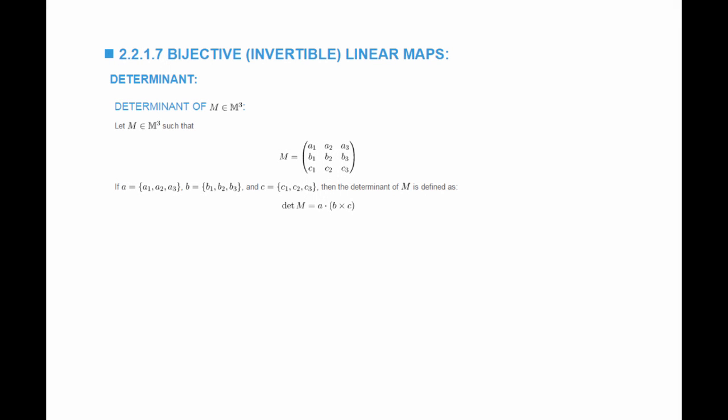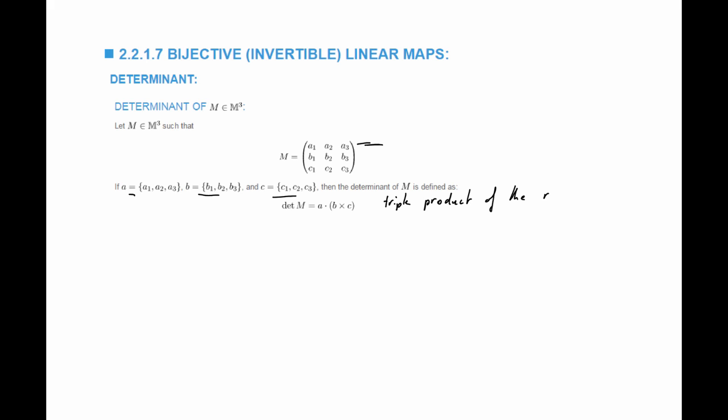For a 3 by 3 matrix, the determinant of M is defined as follows. If I have those 3 rows of the matrix, each row I'm going to designate as a vector, the vector A, the vector B, and the vector C. The determinant of M is defined as A dot B cross C, which is the triple product of the rows.